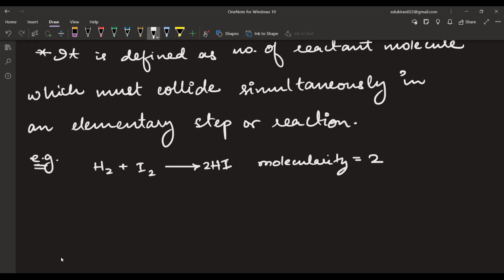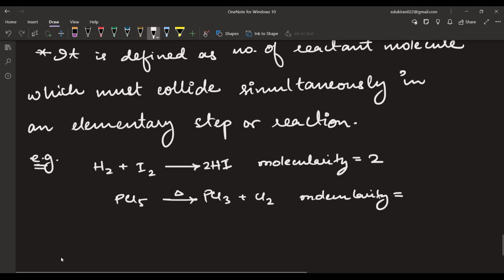Okay, so I'll write some other reactions also. For example, if you have PCl5, when we heat PCl5, it breaks into PCl3 and Cl2. So in this, how many reactants are we using? Tell me. How many reactant molecules are there in the second case?